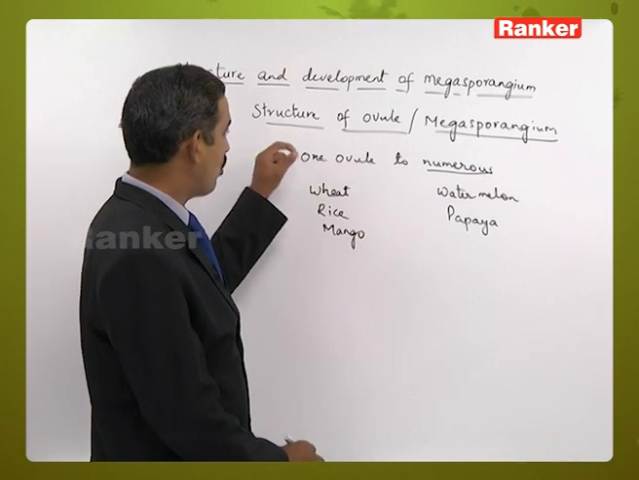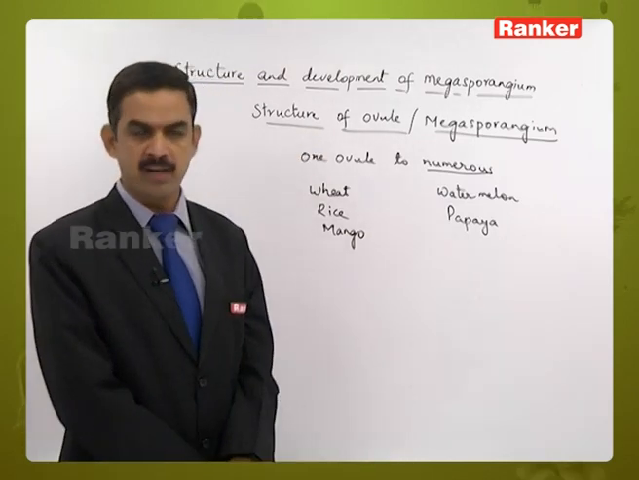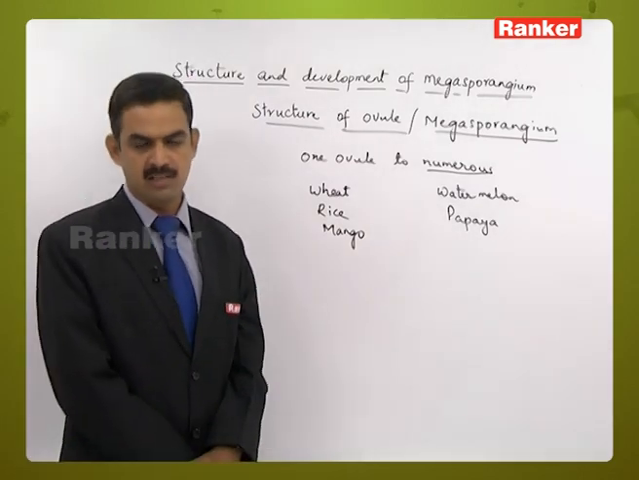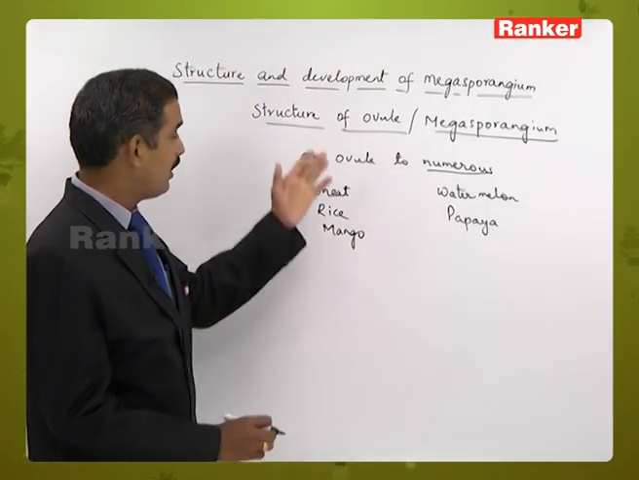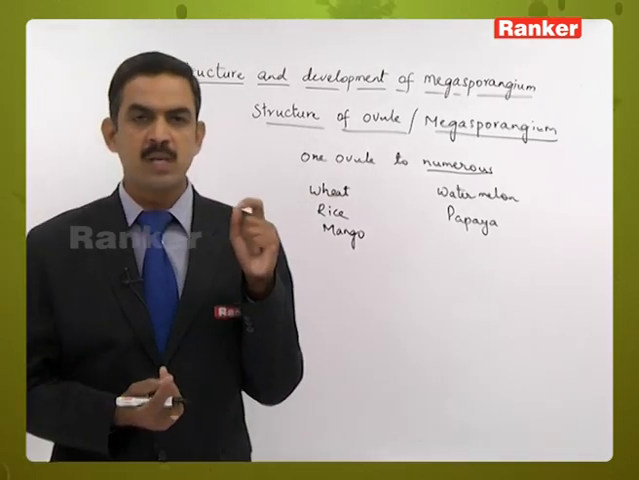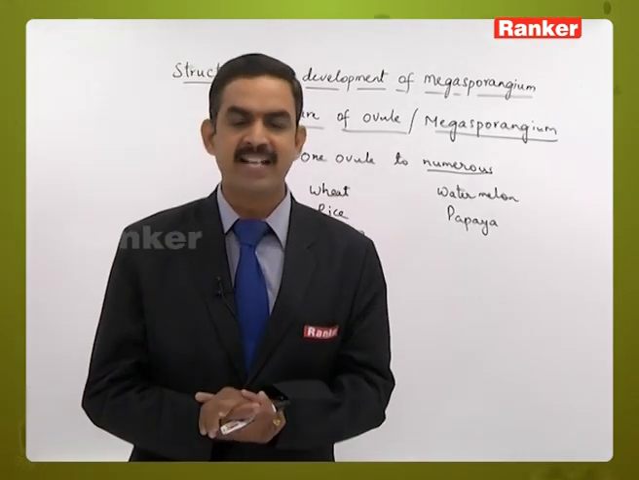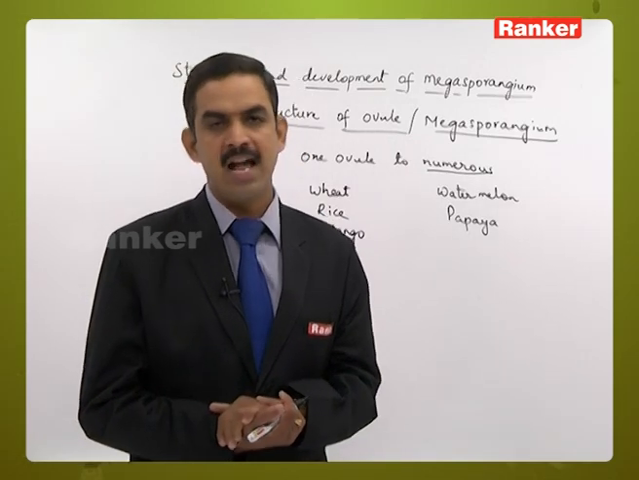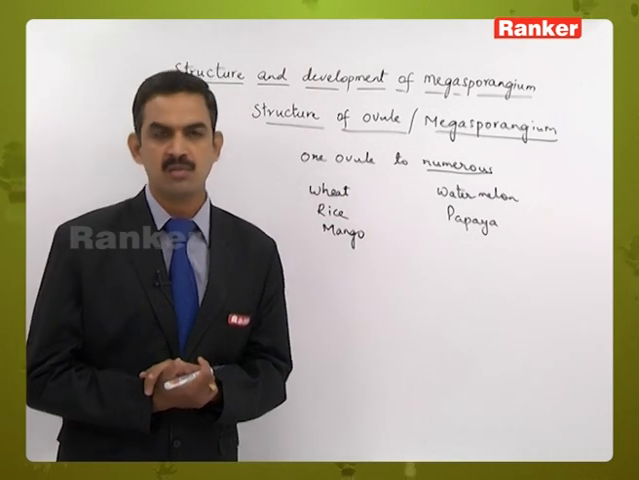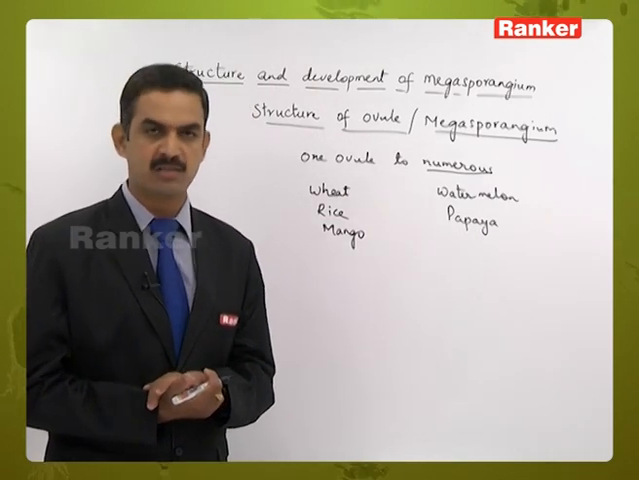And where are these ovules present inside the ovary? In the earlier lessons, that is in the flower lesson, you might have discussed that ovules develop inside the ovary on a specialized cushion like parenchymatous tissue called the placenta, and the pattern of arrangement of the ovules inside the ovary is called placentation.